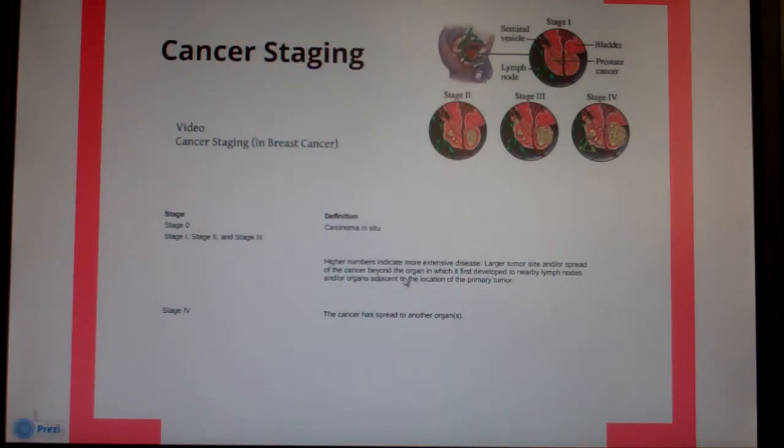So that's what you see in stages 1, 2, and 3, the higher the number, the more you see of this invasion, I guess, and spreading around until you get to stage 4. And stage 4, clearly the cancer has spread to another organ, and that's what defines stage 4. Okay.